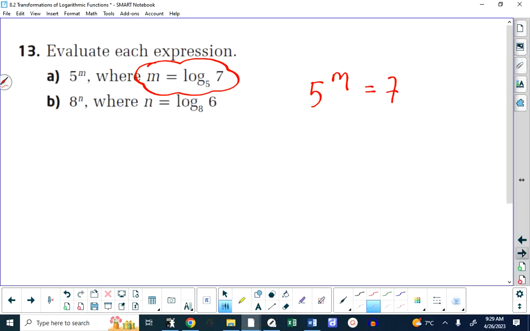You're asked, what is 5 to the m? Well, it's 7. And if you don't make that translation, I can easily see how you could get kind of trapped in a vortex here of trying to wrap your head around what it's asking. But it just turns out that if you write that logarithmic expression in exponential form, it's 5 to the m equals 7. You were asked, what is 5 to the m? It's 7.